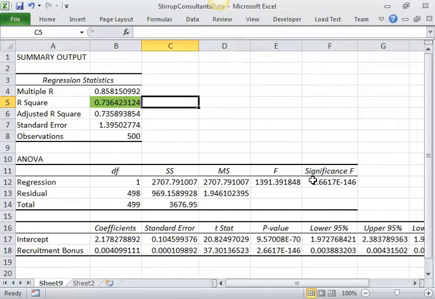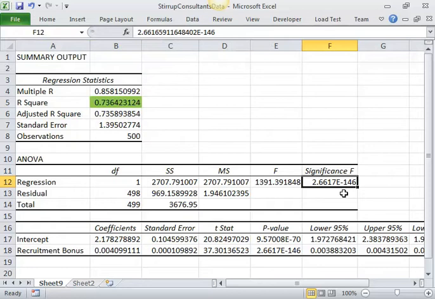The next thing that we're going to look at is the F statistic, or really the Significance F. What this number represents is the percentage chance that these regression results happened by luck, that it was just luck that we ended up with this, and this isn't really the proper result for this situation.